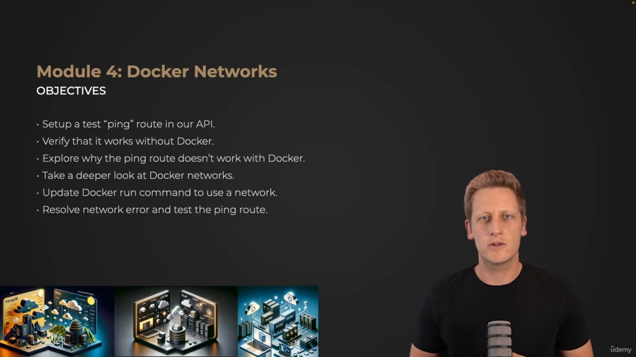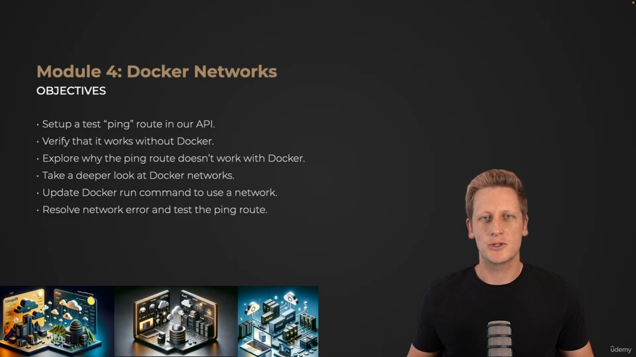The next step is we will then try and test that test route with the Express server set up within a Docker container. And then we're going to explore why we can't make a GET request and explore the error that we come across when we attempt to do so. And once we come across this error, then it gives us an opportunity to take a deeper dive into Docker networks and just take a little bit of a look under the hood as to how they work within Docker. And then we'll go ahead and update our Docker run command to make use of networks.